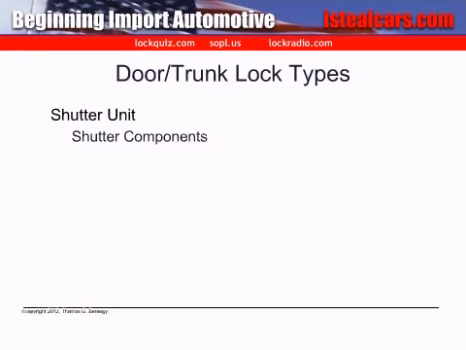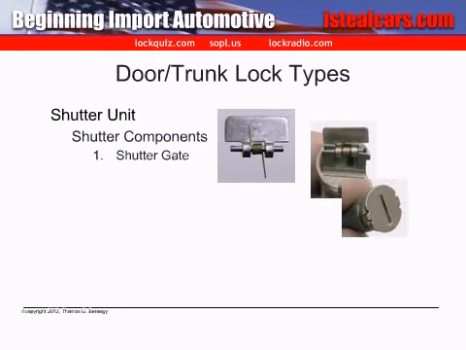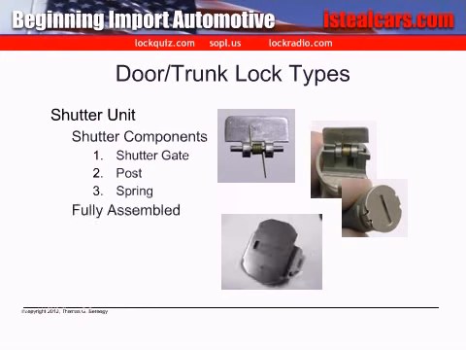These shutter units are typically broken down into three components, which include the shutter gate or door, the post, which serves as a hinge or pivot, and the spring, which is used to keep the shutter unit closed when a key is not inserted in the lock. These components are usually found in service kits offered by some of the aftermarket lock and key manufacturers. Finally, fully assembled shutter units are also common and are typical of cars produced by the domestic manufacturers.